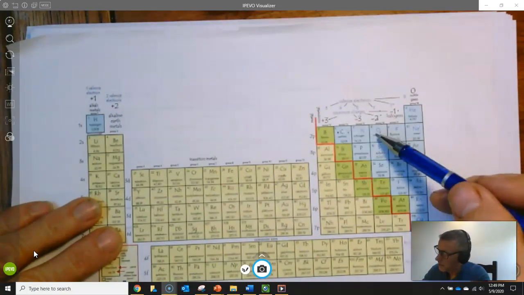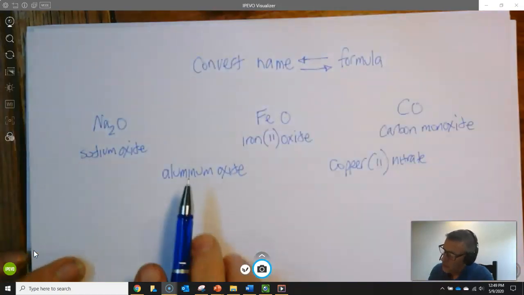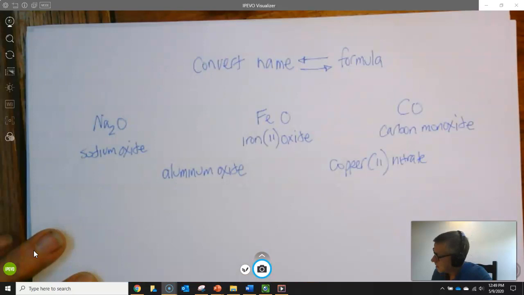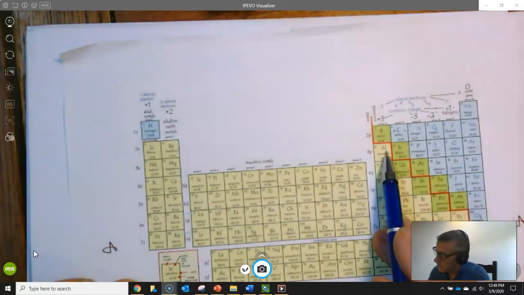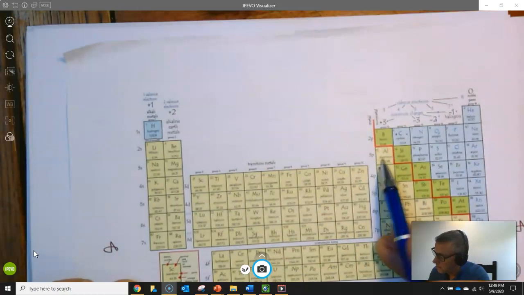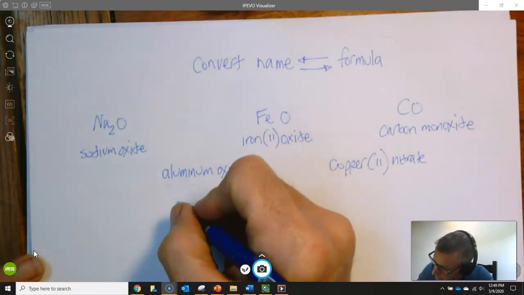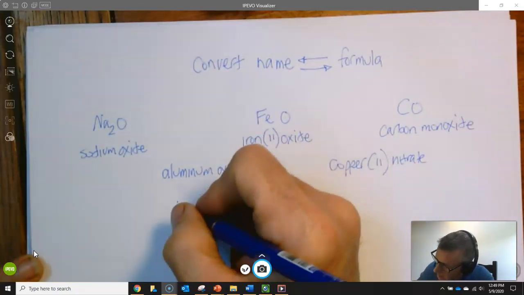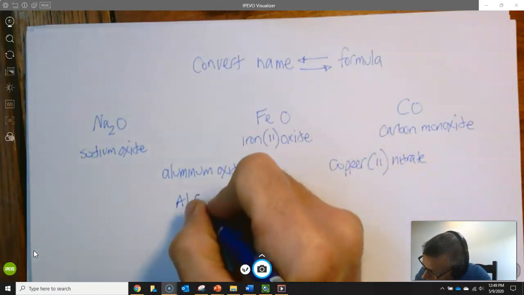Both carbon and oxygen are to the right of the staircase. Aluminum oxide sounds like a salt to me. Let's verify. Aluminum, check, left of the staircase, although just barely. Oxide, we know, is to the right of the staircase. Metal to a nonmetal. So we're going to write Al, and oxide, we're going to write O.